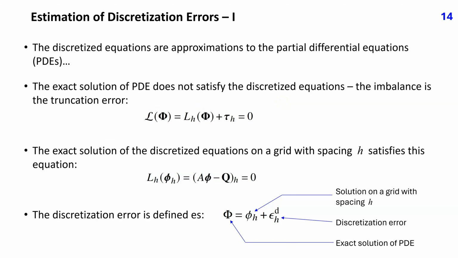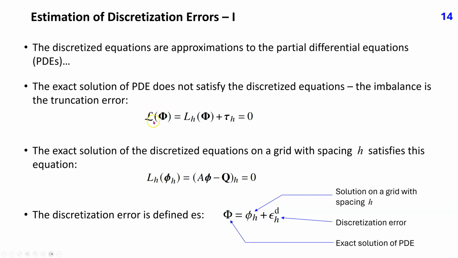The discretized equations are based on finite difference approximations of derivatives and thus represent only approximations of the original partial differential equations. The exact solution of the partial differential equation, if we could solve it analytically, would not satisfy the discretized equations at any grid node. The imbalance is the truncation error, resulting from truncation errors in all approximations.